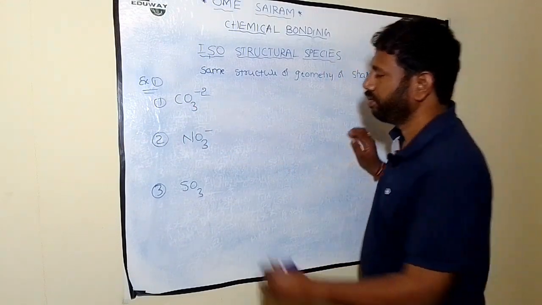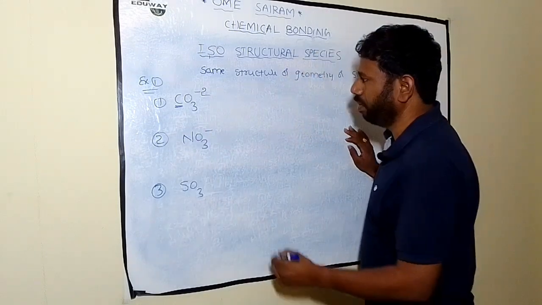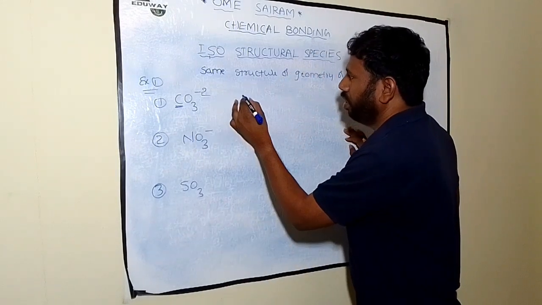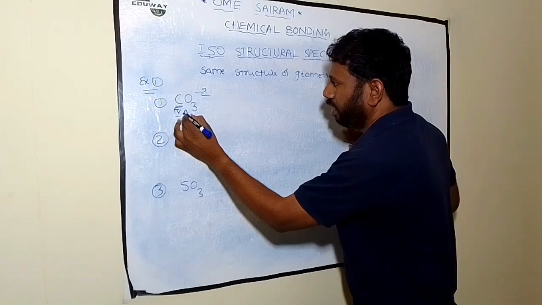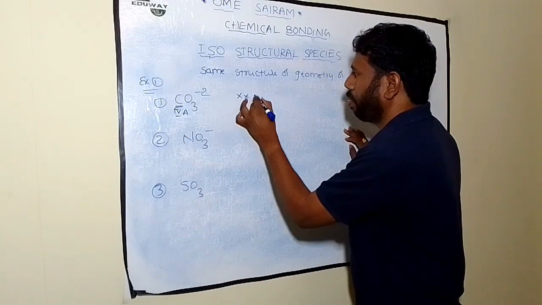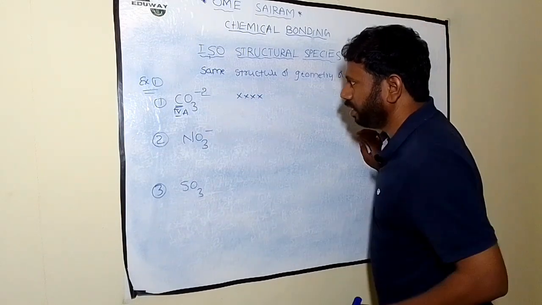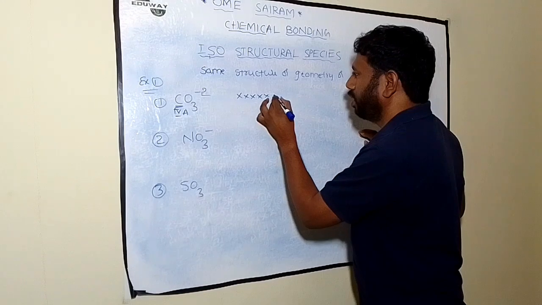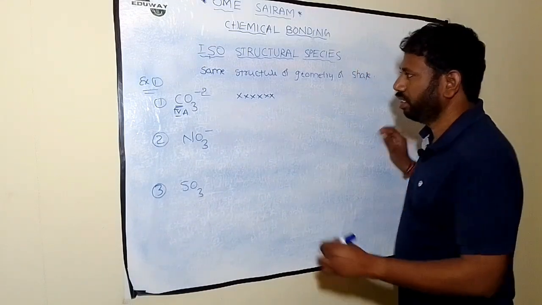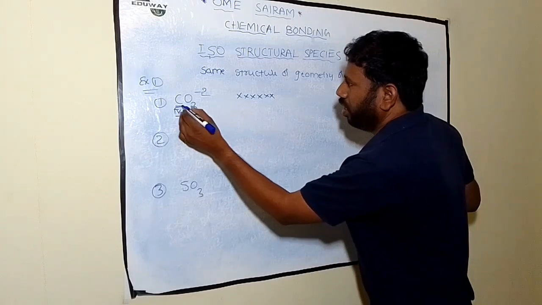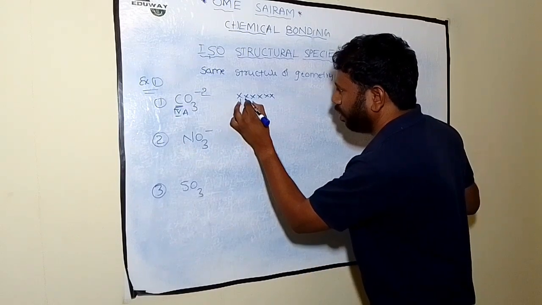CO3 2 negative. The central atom is carbon. That means it belongs to 4th A group, and it contains 4 valence electrons. Now, 2 negative charge indicates that it has 2 extra electrons. Now, carbon is attached to 3 oxygen atoms. That means each oxygen can form a double bond.